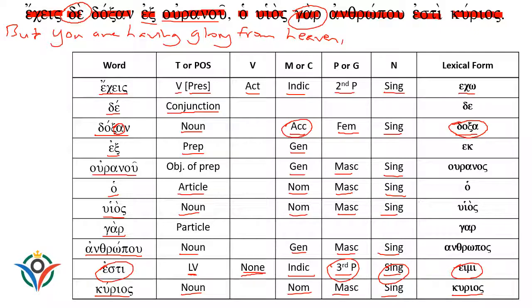Comma, gar, which goes to the front. All right, we translate that as for the Son of Man is Lord. All right, so, but you are having glory from heaven, for the Son of Man is Lord. So there's our subject, Son of Man, linking verb is, and Lord would be functioning as a predicate nominative.